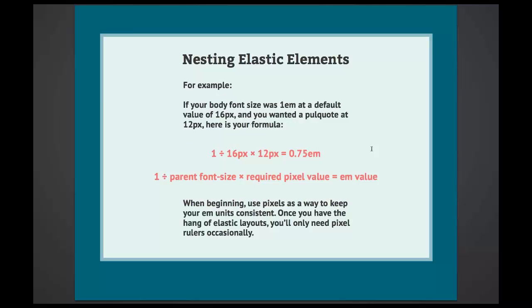So for example, if your default em size was 16 pixels and you wanted a pull quote with 2 lines at 12 pixels, you would use the same formula, and that would give you an em size of 0.75 em.